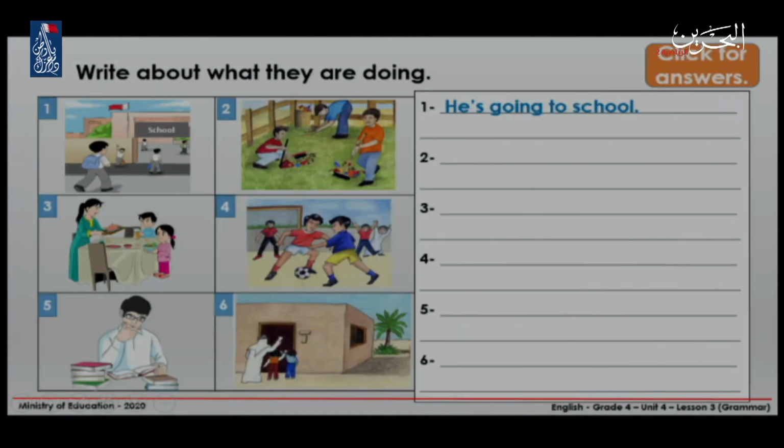Now, I want you to look at the pictures and then write about what they are doing. I'm going to give you an example for the first picture. Let's look at the first picture. He's going to school. Now, you have 5 minutes to complete this question.